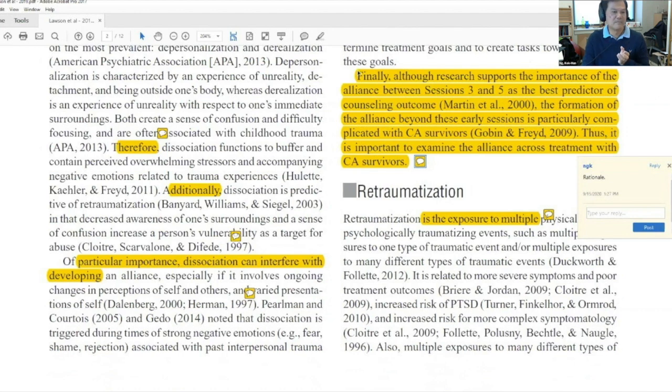Now, always remember, APA doesn't want single-sentence paragraphs, all right? So always break it into at least a minimum of two sentences for a paragraph. I know we're not supposed to talk about APA, but just to sprinkle it in right here.